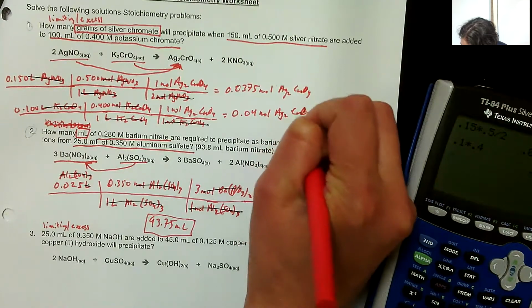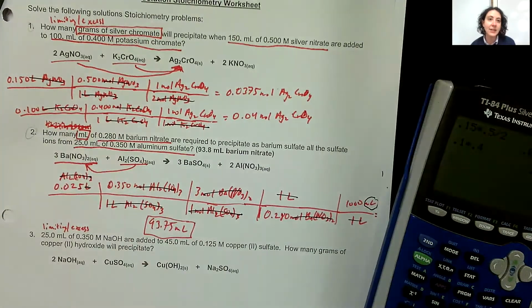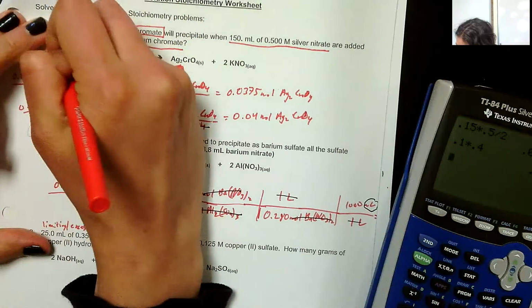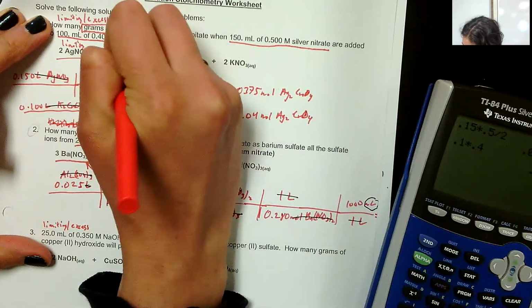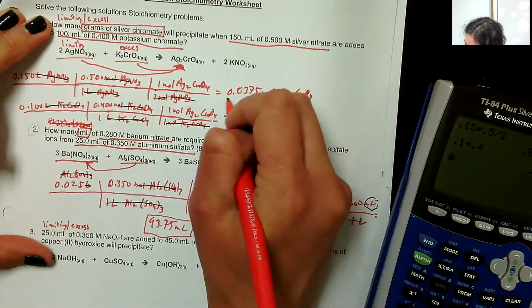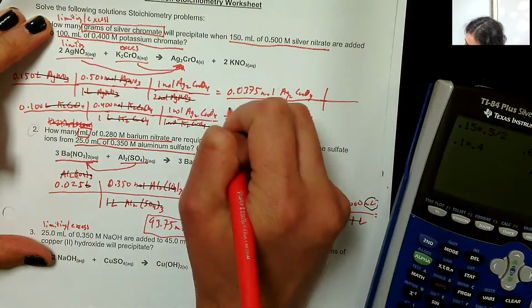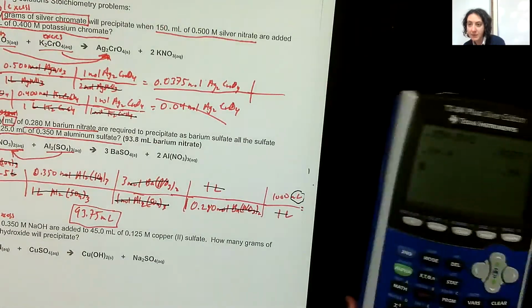Ooh, man, this is really close. There's barely a difference. However, silver nitrate is definitely the limiting, and potassium chromate is the excess. So we're going to use this one. We're not going to worry about the other one. So we're going to need to convert this one. Let's convert that number into grams.